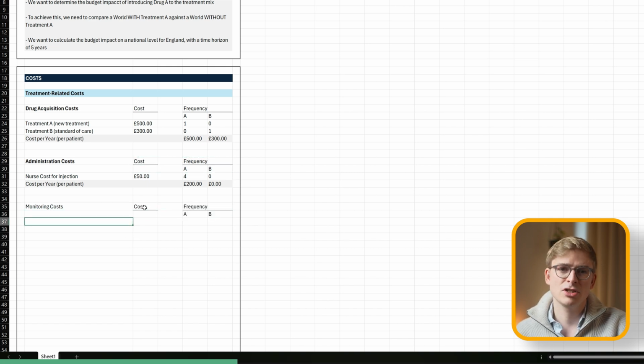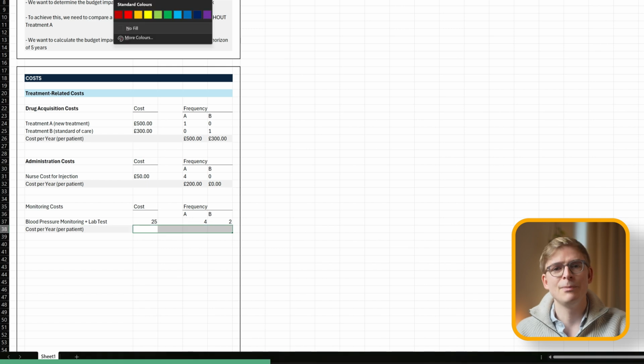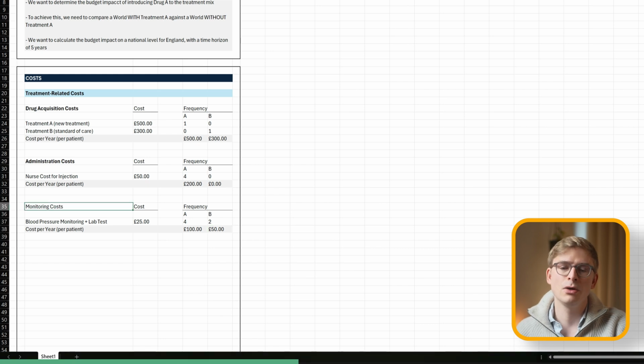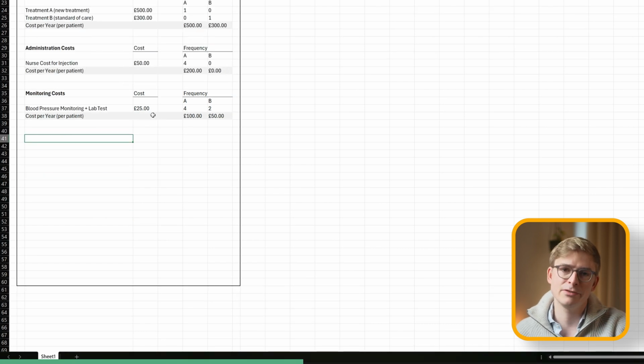Additionally, patients need to get monitored while they receive active therapy. For diabetes, such monitoring costs could include blood pressure monitoring or laboratory tests like blood glucose levels or glycated hemoglobin tests. For these factors, I'm going to assume a monitoring cost of £25, and I'm further assuming that treatment A requires more frequent monitoring than B, as it is the new therapy option. This gives us a yearly per patient monitoring cost of £150 for treatment A and B respectively.